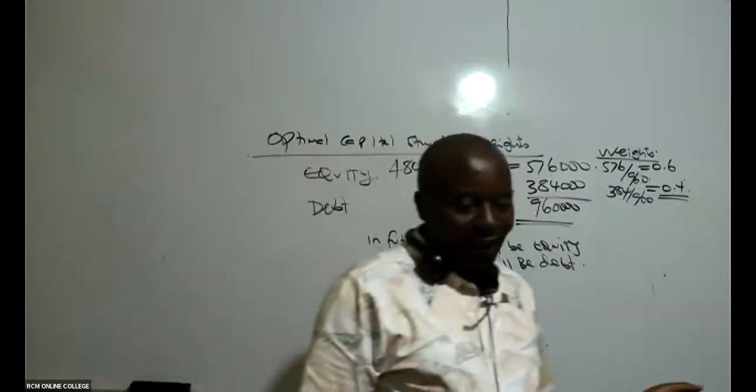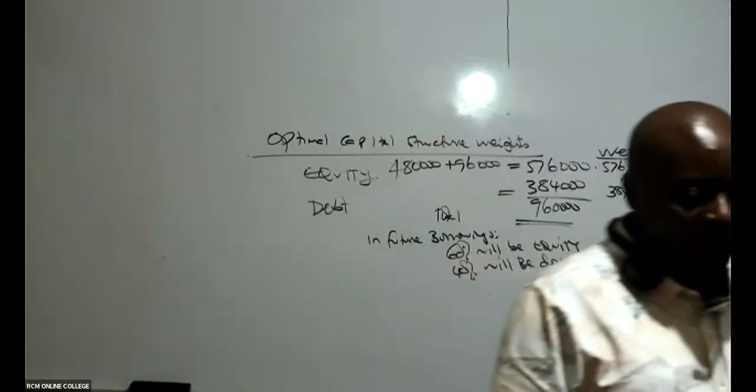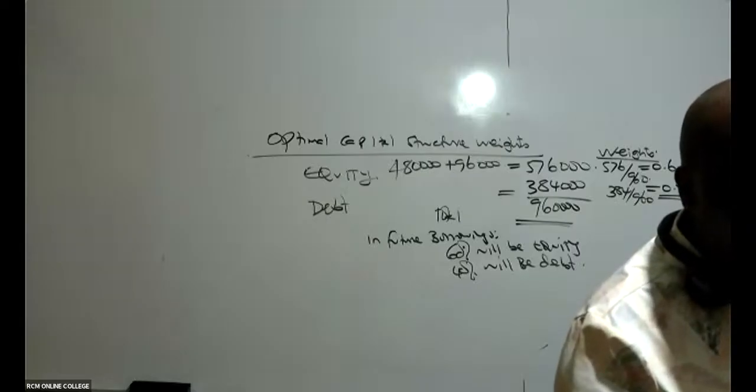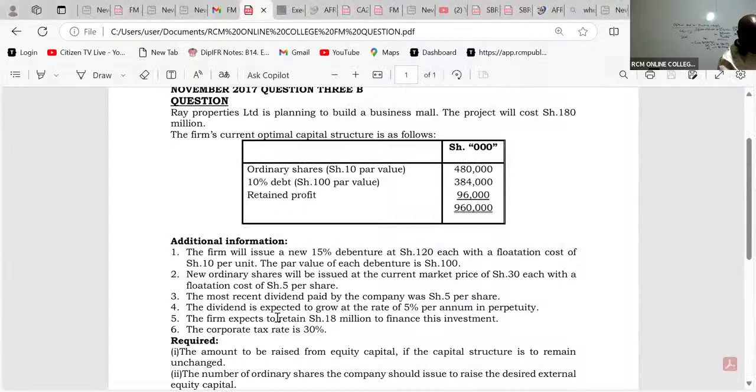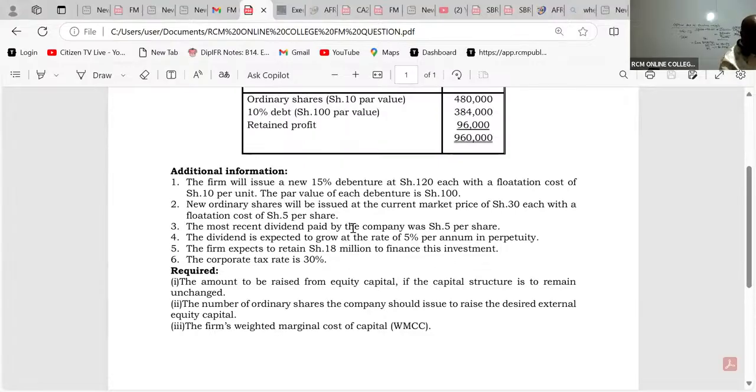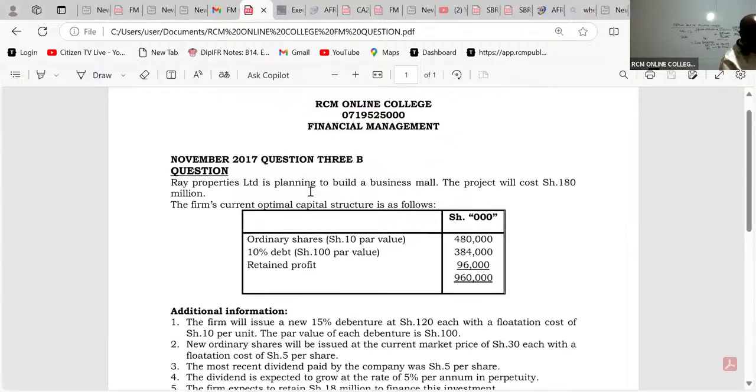Will be debt. So what is the question asking us to do, ladies and gentlemen? If you look at the question very well, they want us, number one, to give them the amount to be raised from equity capital. These managers, how much do they want to borrow in total? Ray Properties Limited is planning to build a business mall. The project will cost Kenya shillings 180 million.